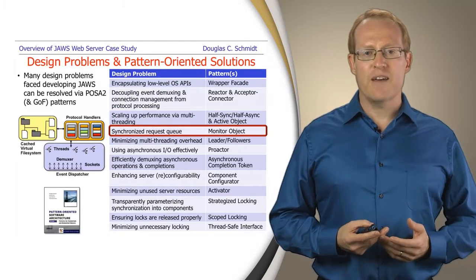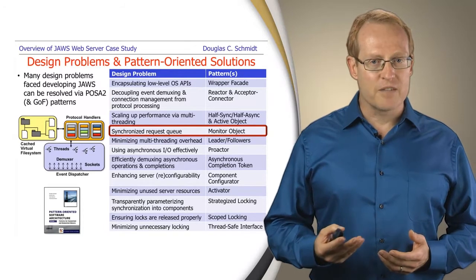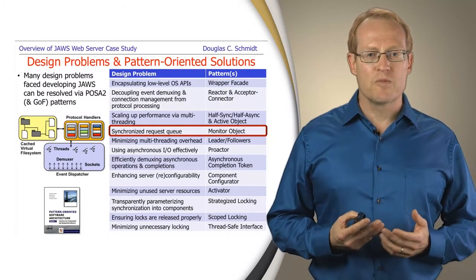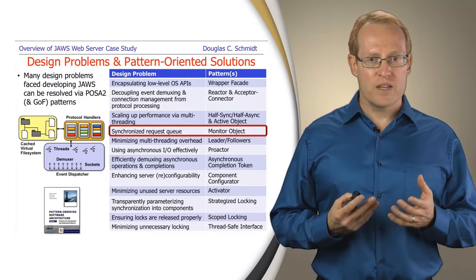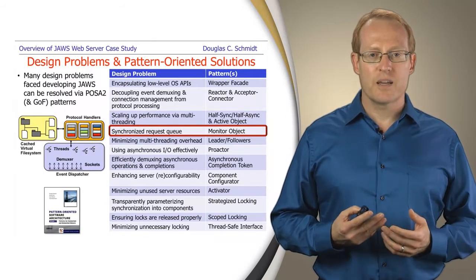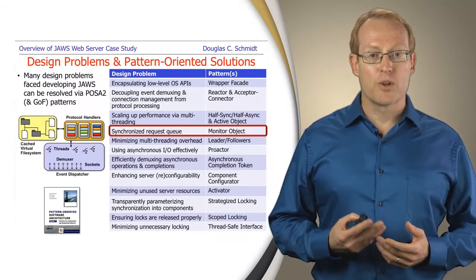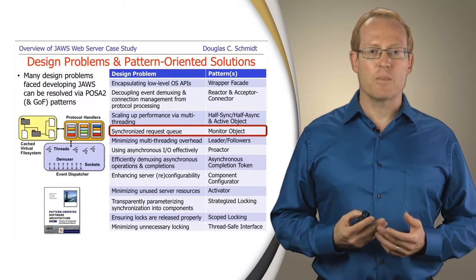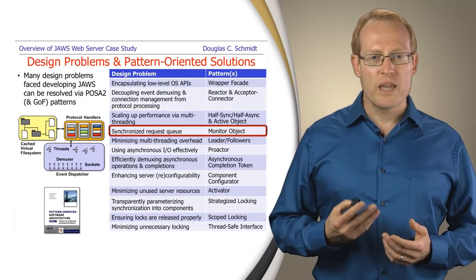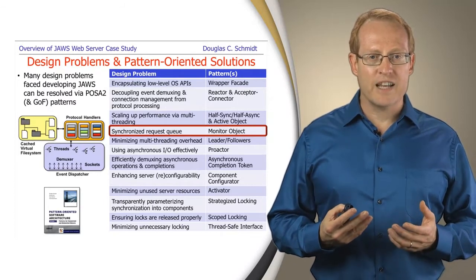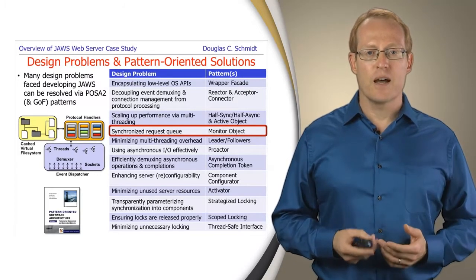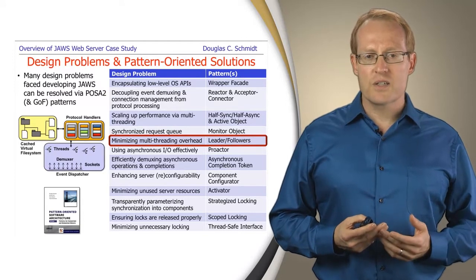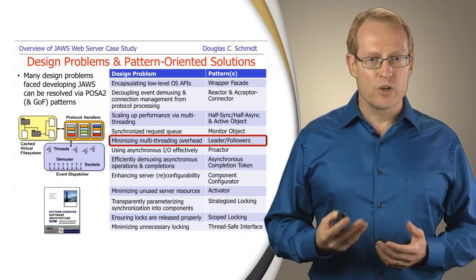As we talk about half-sync, half-async, and active object, one of the things we'll have to do is provide a way to have access to a synchronized request queue that can be put and get by multiple threads concurrently. In order to do this, we'll apply the monitor object pattern. This pattern ensures that only one thread of control is active within the state of a particular object at a time.